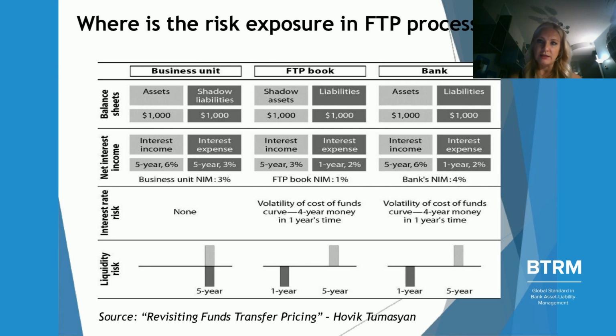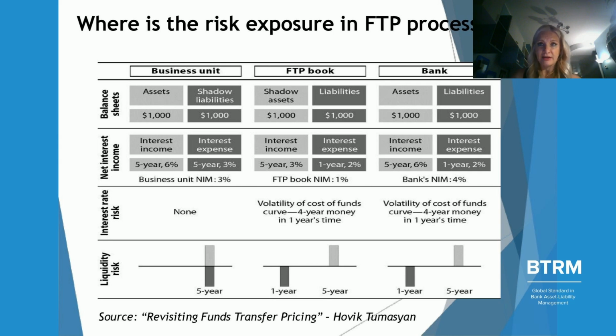Let's look at this. I love this graph. This is coming from the article written by Hovik Tumasan, I hope I pronounced the name correctly, Revisiting Funds Transfer Pricing. And you can see that we divided the P&L. This is the overall P&L of the bank, and this P&L has been split between the business units of asset and liability.